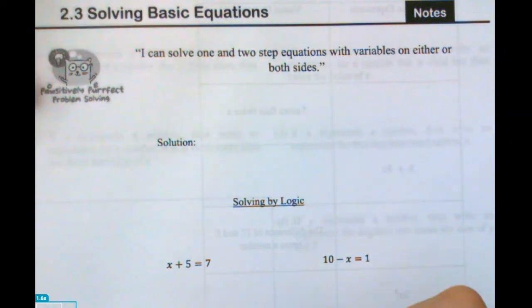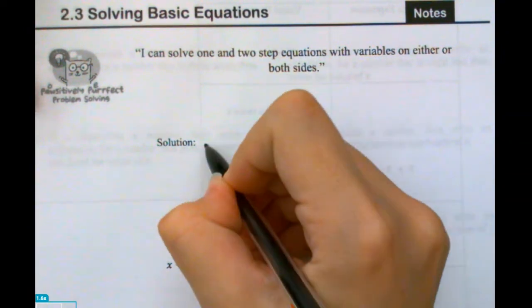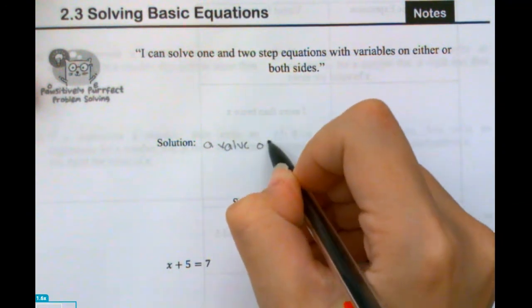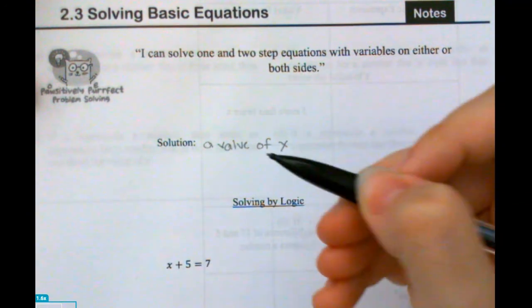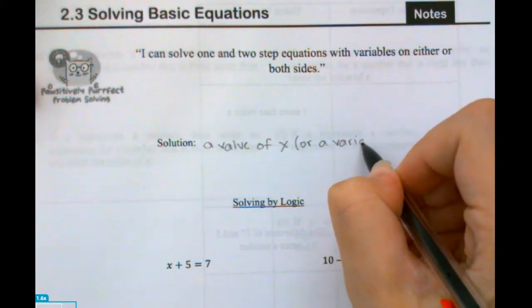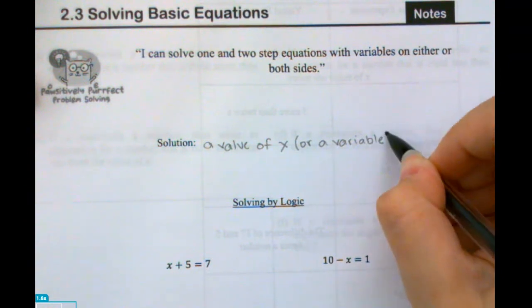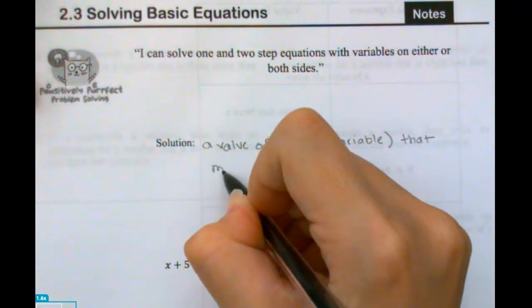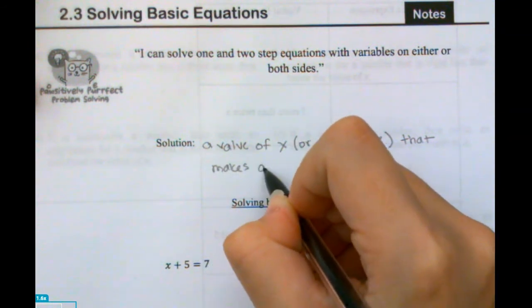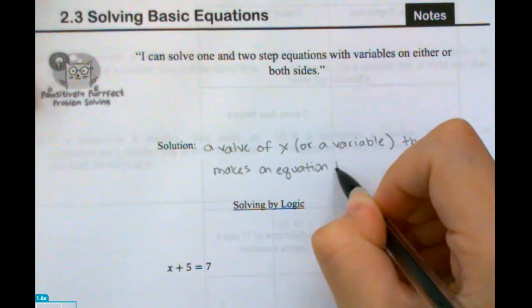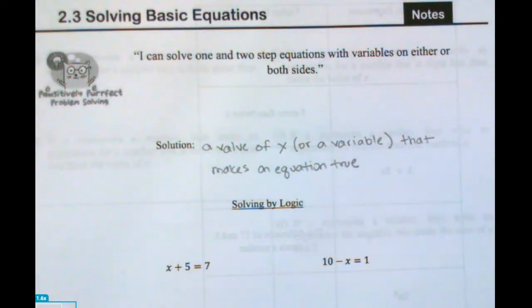So the way we can define that is a solution is a value of x, typically. Sometimes it's something else, or we can write a variable, that makes an equation true. Okay. So that's the basic definition of a solution.